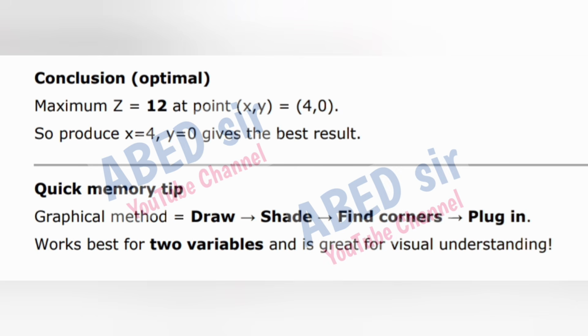Conclusion: optimal. Maximum Z is equal to 12 at point x, y is equal to 4, 0. So produce x is equal to 4, y is equal to 0 gives the best result. Quick memory tip. Graphical method is equal to draw, shade, find corners, plug in. Works best for two variables and is great for visual understanding.